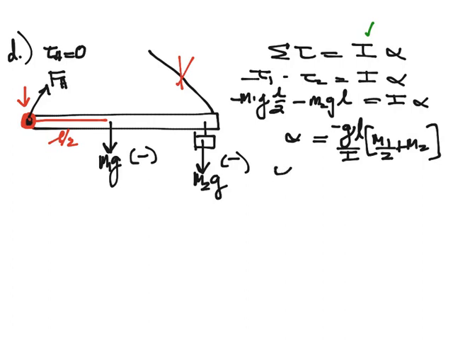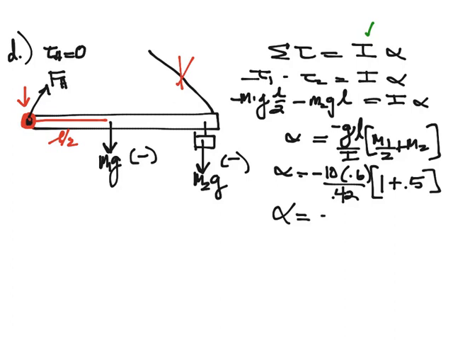Okay, so now we can start to plug in numbers. We know that we have negative 10, our length is 0.6, our I is 0.42, and then m1 is 2 kilograms, so m1 over 2 is 1 plus 0.5. And we end up with alpha is equal to negative 21.43 radians per second squared.